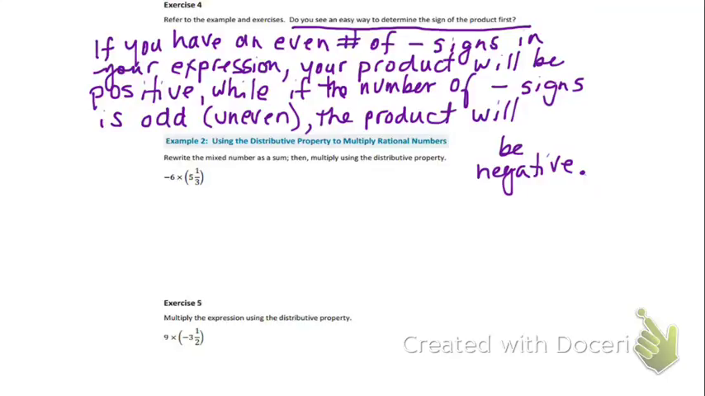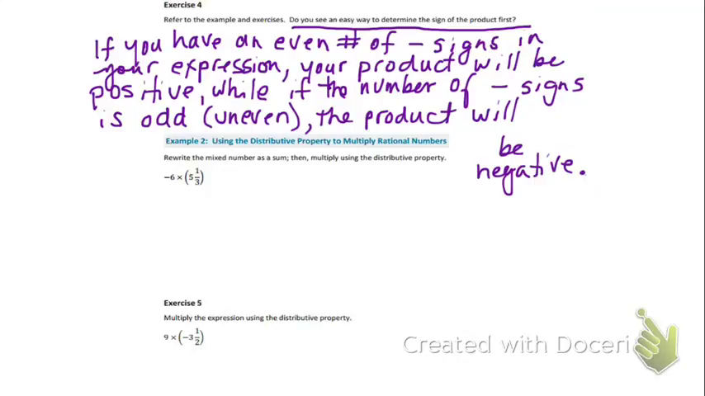Okay, so here it is, all written out. Maybe you want to pause and go ahead and write it yourself. But again, just to restate, if you have an even number of negative signs in your expression, your product, and again we're talking about multiplication now, will be positive, while if the number of negative signs is odd, the product will be negative. Okay, and again, we are talking multiplication here.